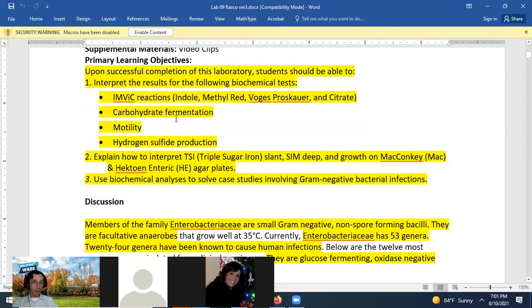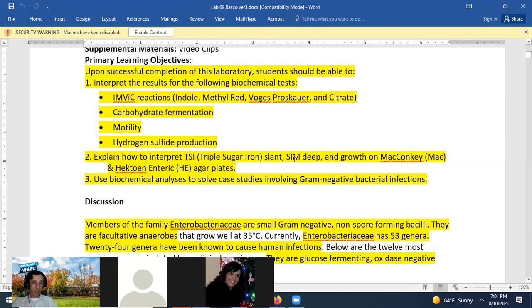You should also know about carbohydrate fermentation, which we discussed in the lab. We did phenol red lactose before. You should know about the motility test and hydrogen sulfide production test. Be able to explain how to interpret the triple sugar iron slant, which is also called the TSI test, TSI being the acronym for triple sugar iron.